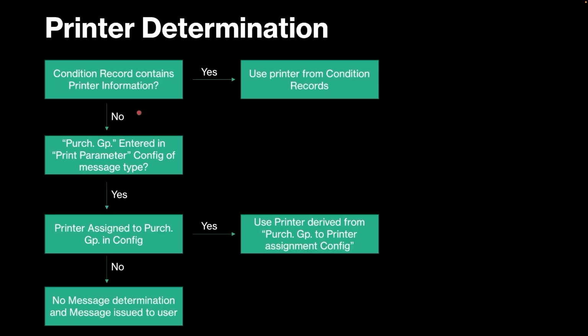Now let's see how printer determination happens in case your transmission medium is selected as print. So as we have seen, if your transmission medium is print, then you must have printer information available in the system so that the system can print that document. This printer information, the system will search from two places.